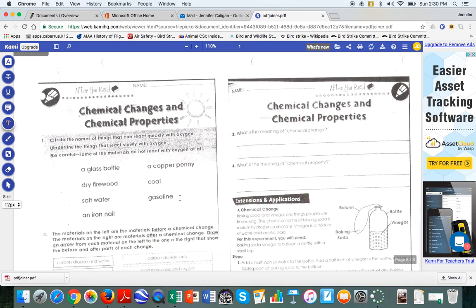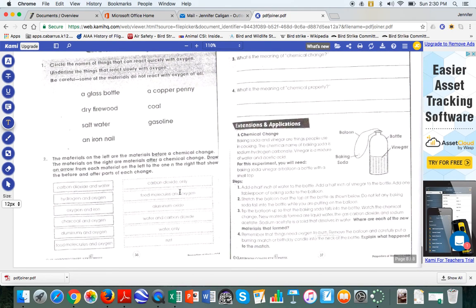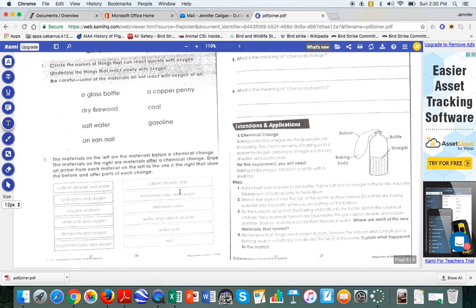Circle gasoline. The materials on the left are the materials before. Materials on the right are after the change. Draw an arrow on the left. So this will be fun. Here we go. Carbon dioxide and water. Hydrogen and oxygen. Okay, hydrogen and oxygen are water only. Oxygen and iron is rust. Charcoal and oxygen. Aluminum, that would be this one.